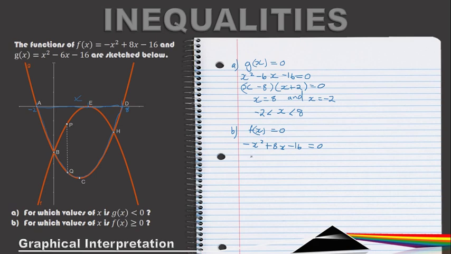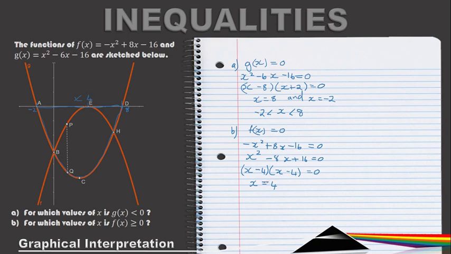To simplify it, I'm just going to divide everything by a negative. So this becomes minus x squared... minus 8x plus 16 equals 0. And then to factorize this, we have (x minus 4)(x minus 4) equals 0. So therefore, x is equal to 4. Alright, so this then is 4.